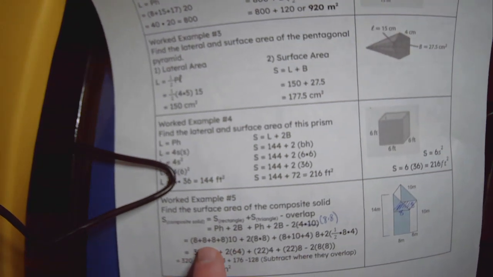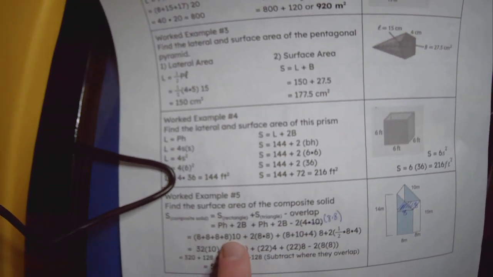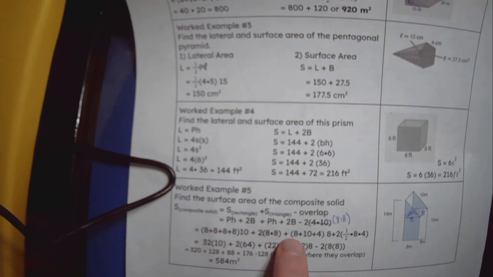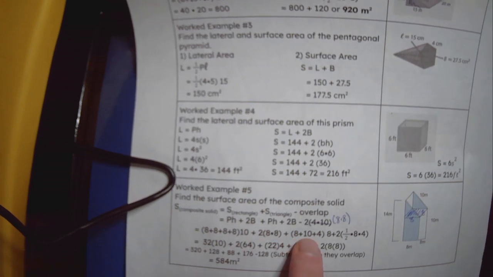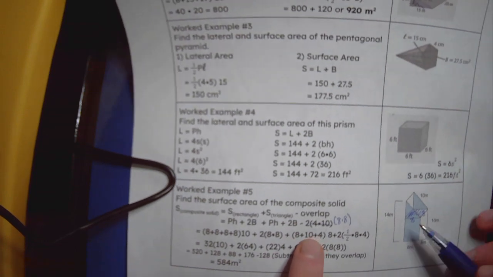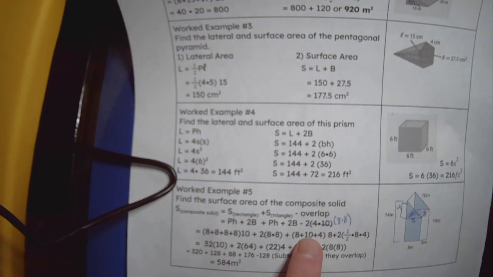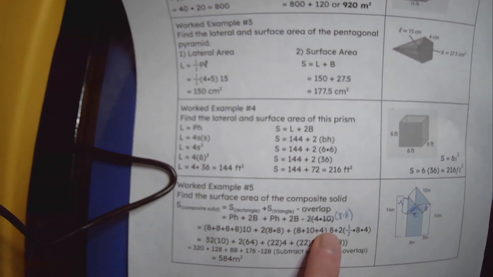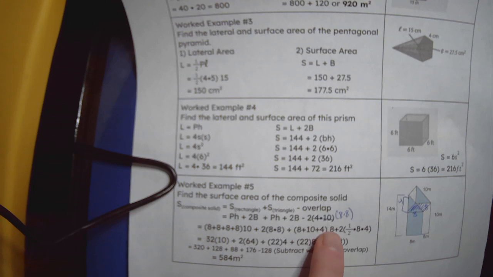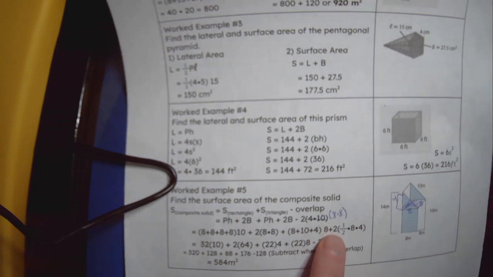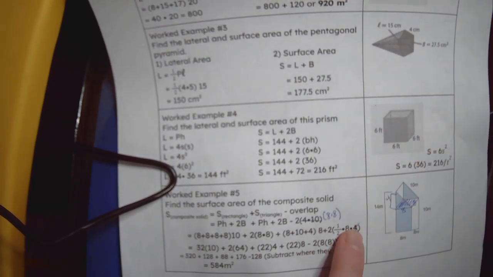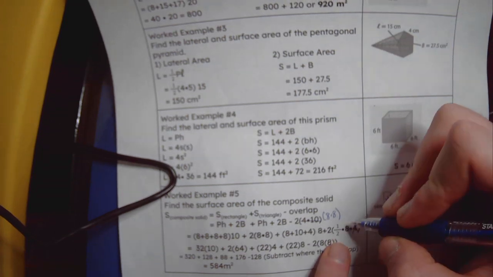Anyway, 8 plus 8 plus 8 plus 8 times 10, plus 2 times 8 times 8, plus 8 times 10 times 4. Sorry, 8 plus 10 plus 4, because this section right here is only 14 minus 10, which is 4, times 8, plus 2 times 1/2 times 8 times, and this guy should be 8, right? No, it should be a 4. Hold on. No, this guy should be 4.